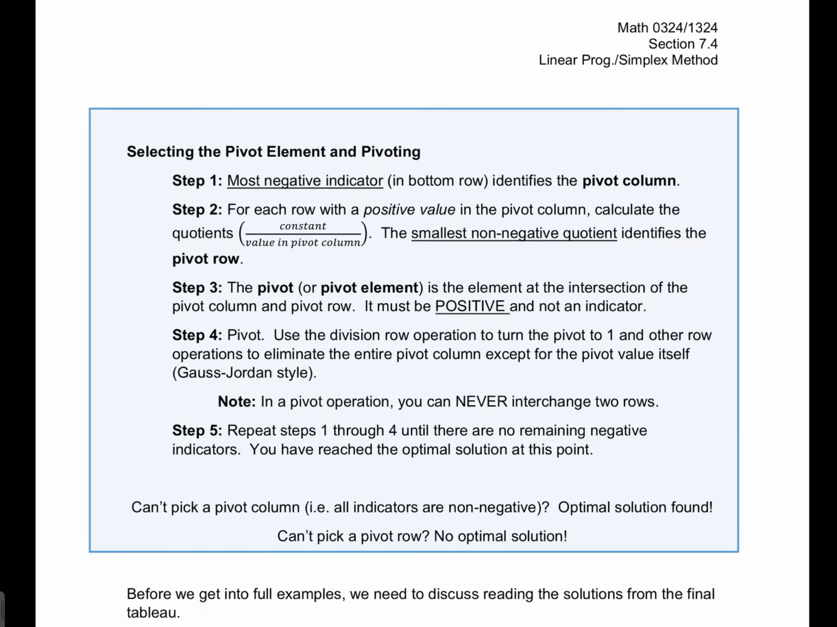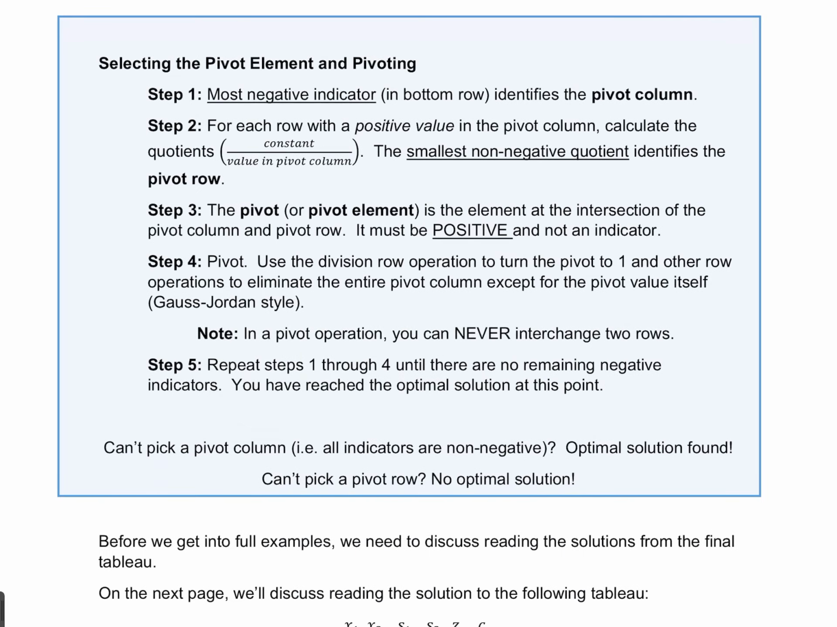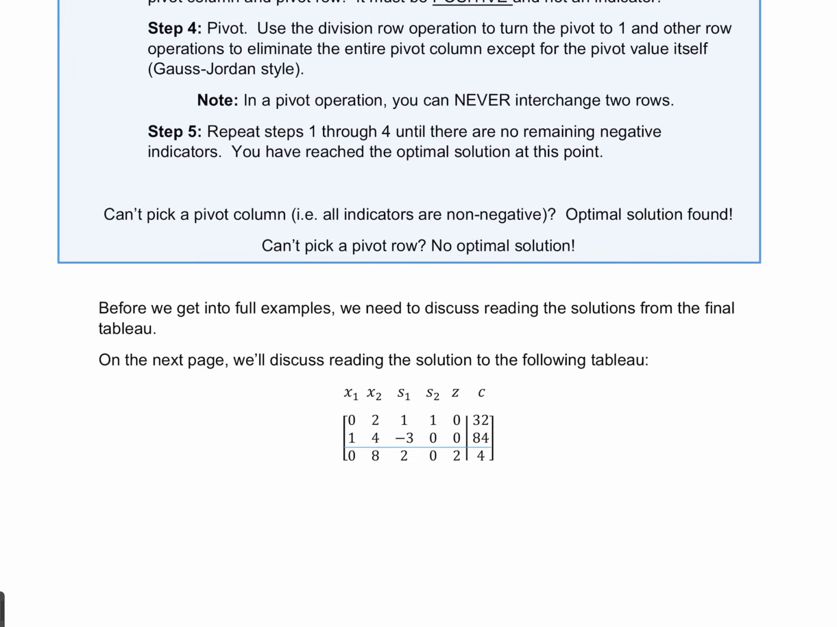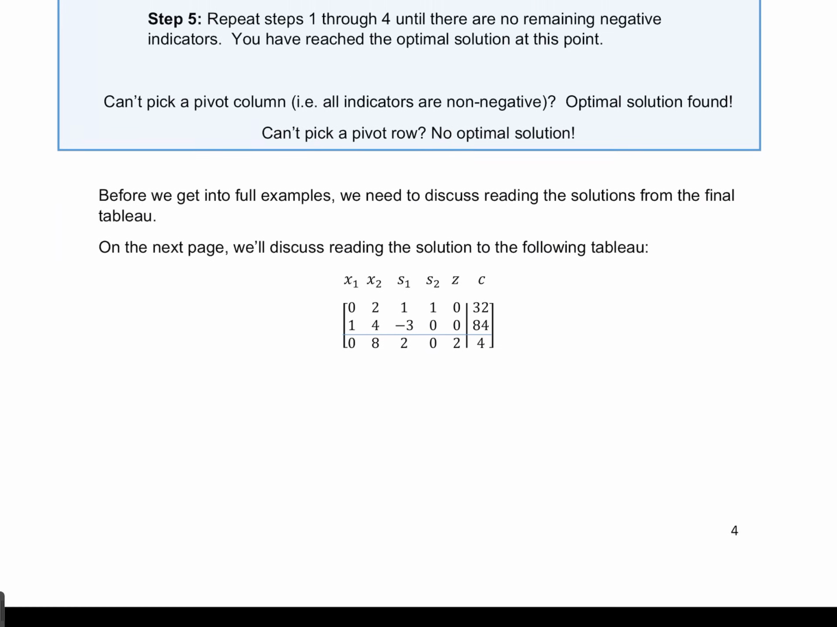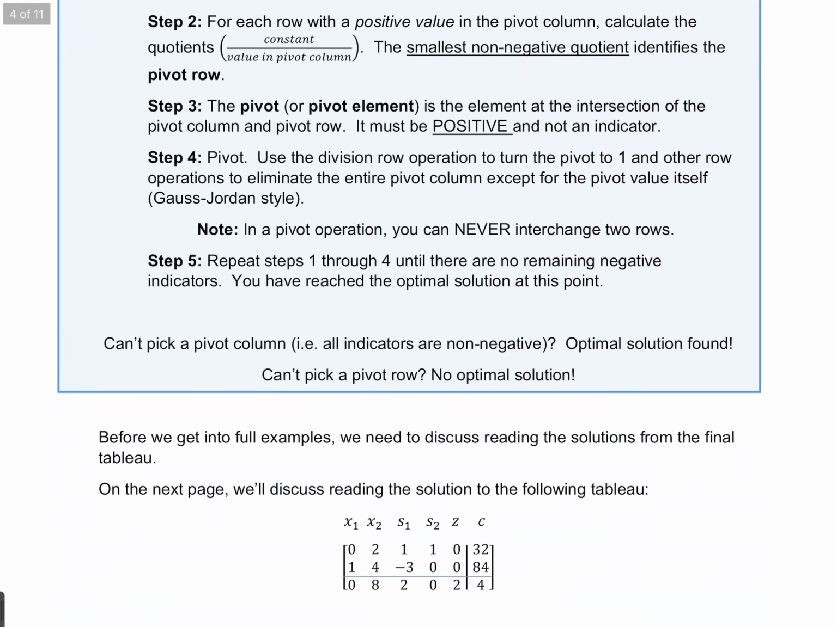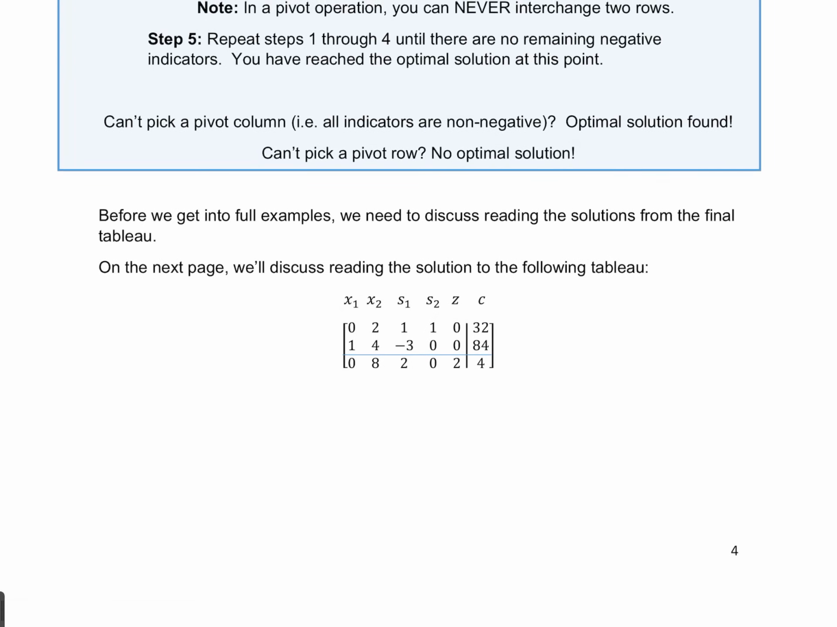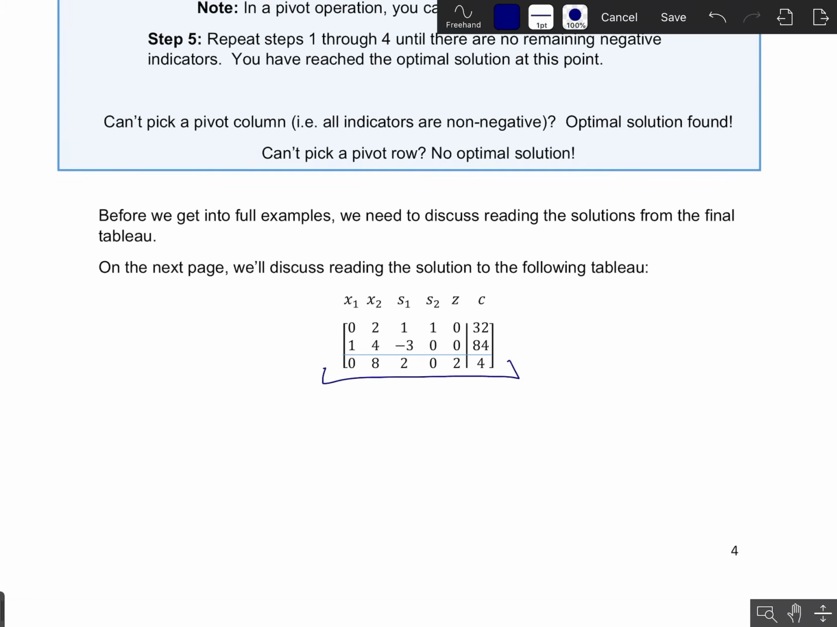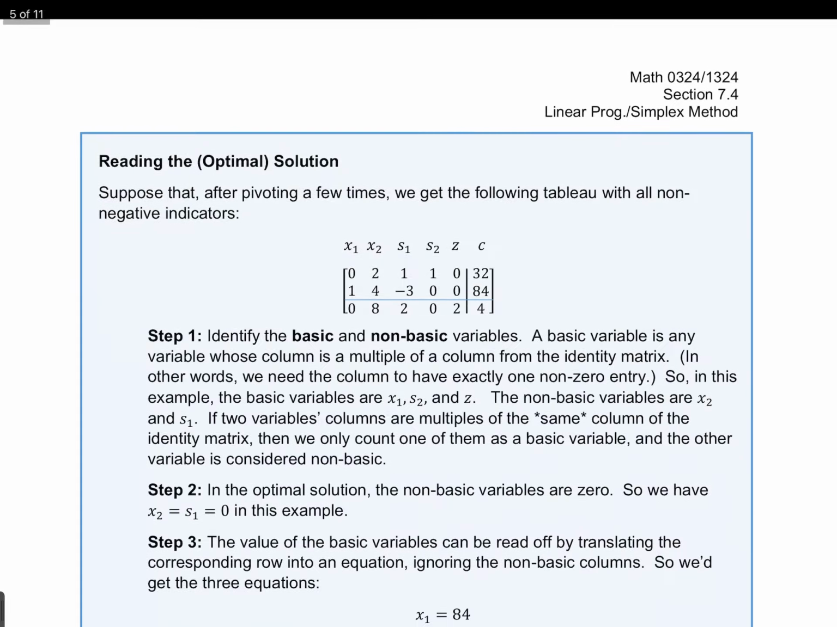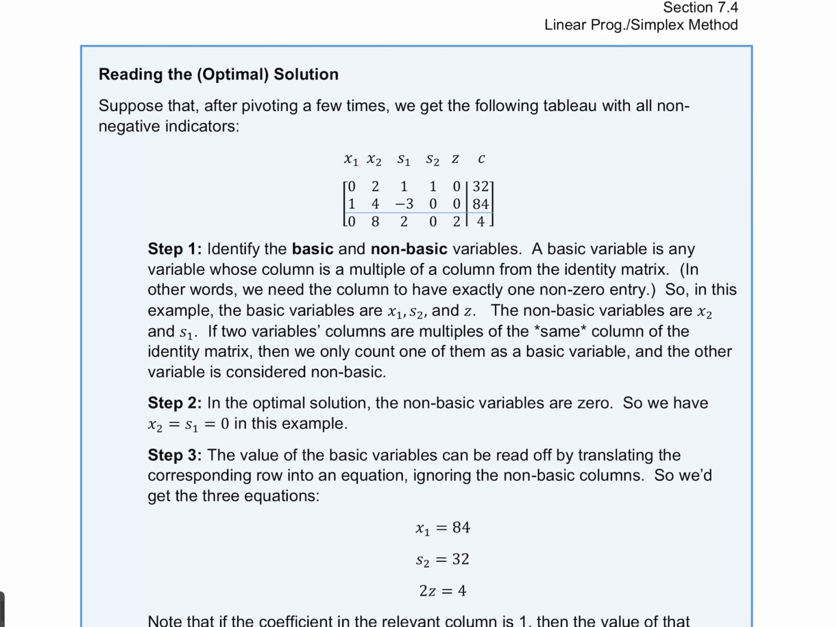Okay, so the next page in the notes is about pivoting. So I want to postpone this for the next video. So don't worry about pivoting quite yet. That's just the row reduction operations that we're going to be using in order to solve these problems. But what I want to discuss lastly in this video is how to read a solution. So let's say that I tell you that this is the final simplex tableau that we have. We need to be able to translate this back into a solution that applies to our original problem. So now we're going to talk about how to read the solution.